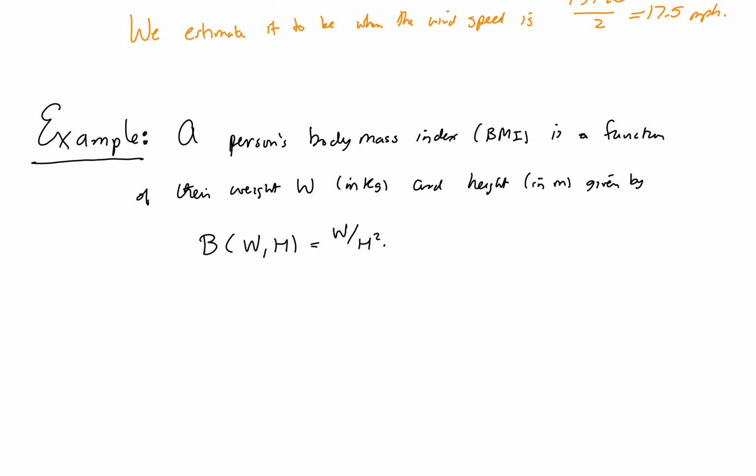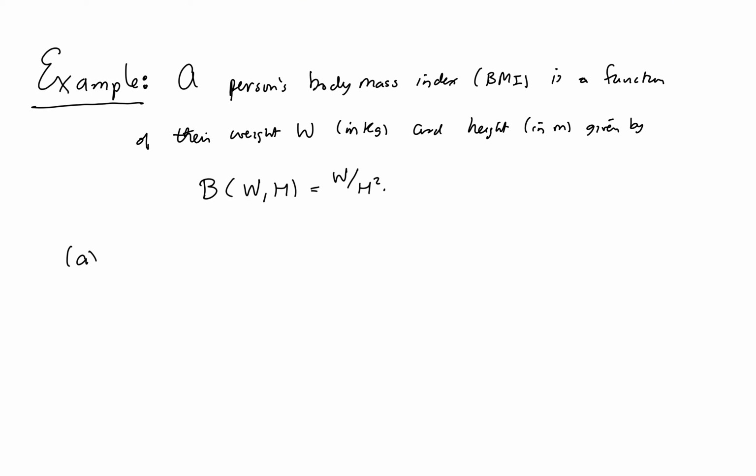Okay, so a person's body mass index, shortened to BMI, is a function of both their weight measured in kilograms and their height measured in meters, and the formula is given by the weight divided by the height squared. So let's use this to answer a few questions.